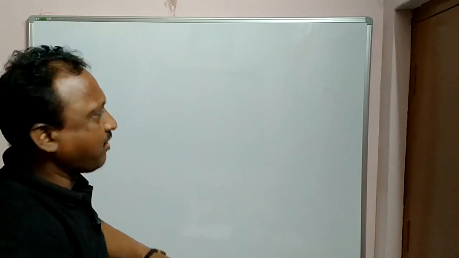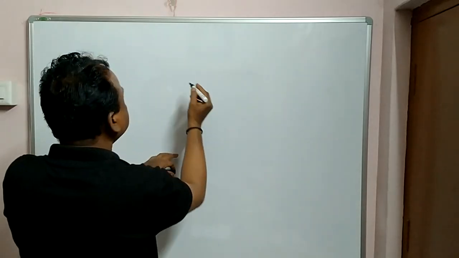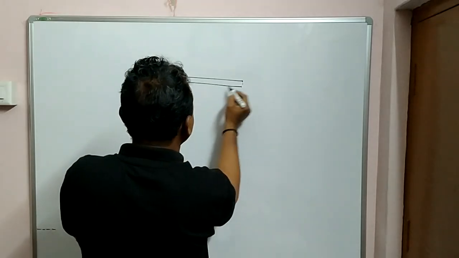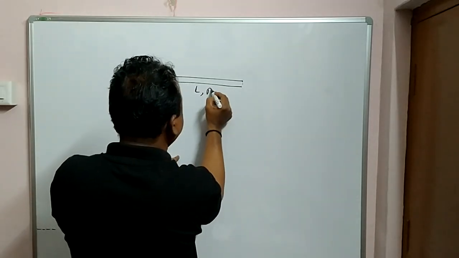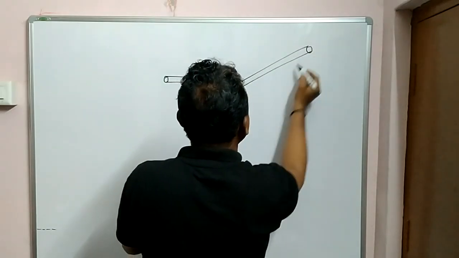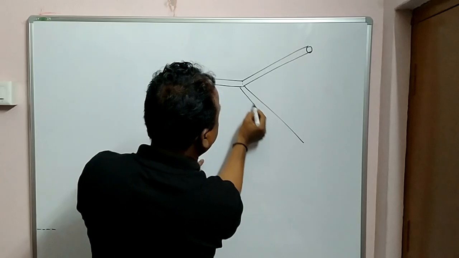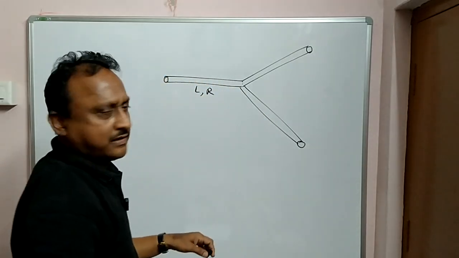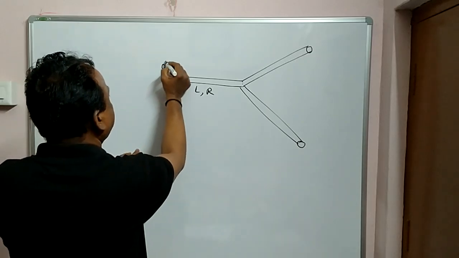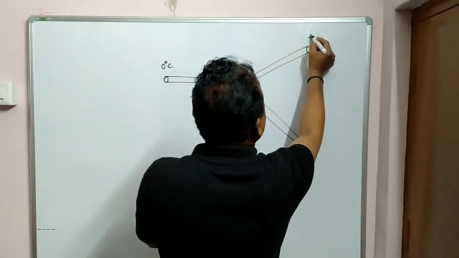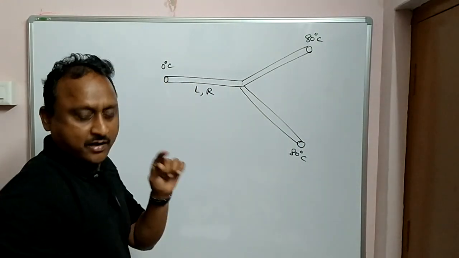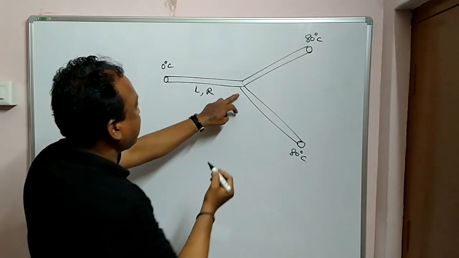For example, there are 3 rods of the same length. Same length means resistance will also be the same, and they are kept in this fashion. They are also given the temperature. Here the temperature at one end is 0 degrees centigrade, here 80 degrees centigrade, and here 80 degrees centigrade. Now the question is, what is the temperature at the junction?